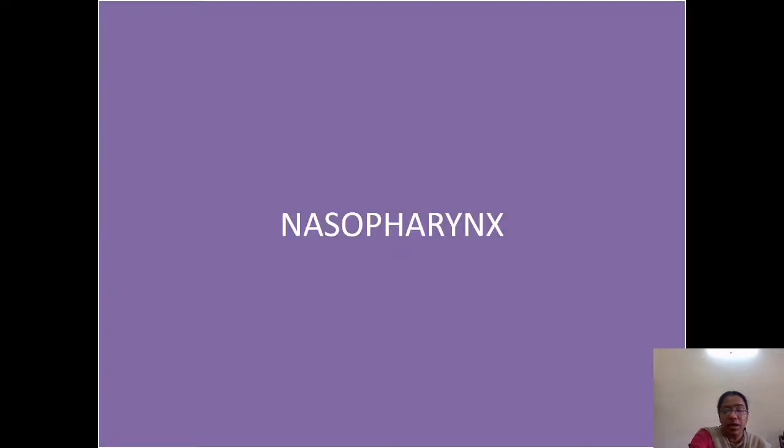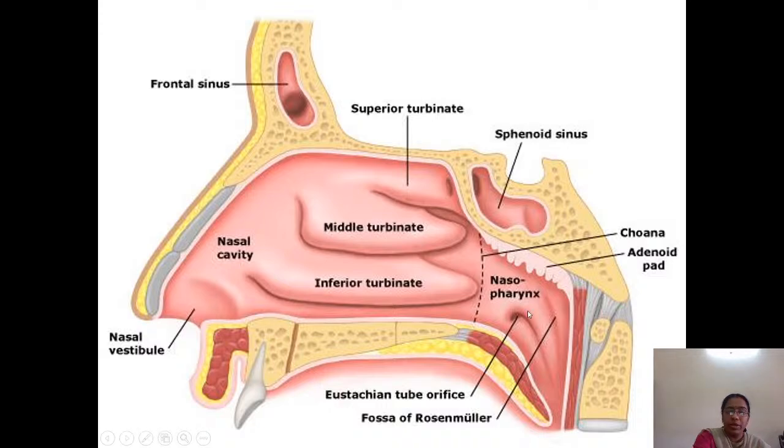Now, let us see each part of the pharynx. This part we call the nasopharynx, which is present behind the nasal cavity. Looking at its boundaries, above, the roof is formed by the sphenoid bone. Below, it is formed by the top of the soft palate. Posteriorly, it is formed by the vertebrae along with the prevertebral fascia and the vertebral muscles. Anteriorly, it is formed by the conchae.